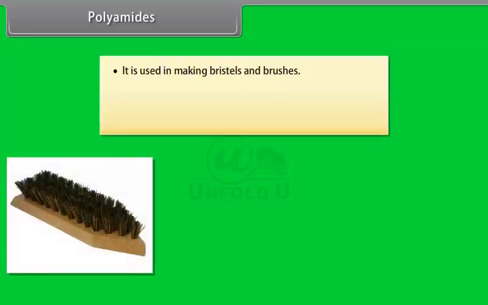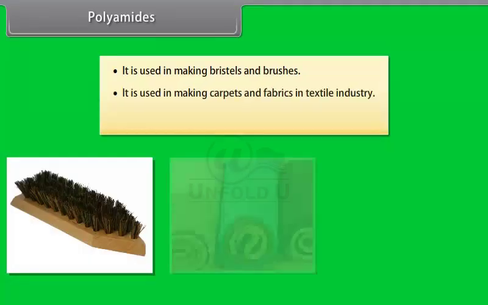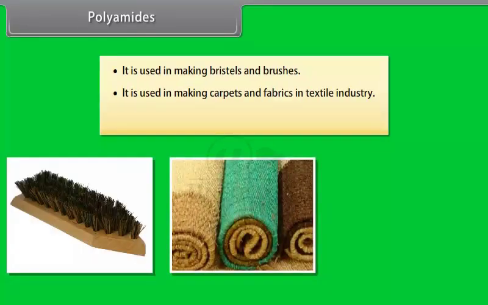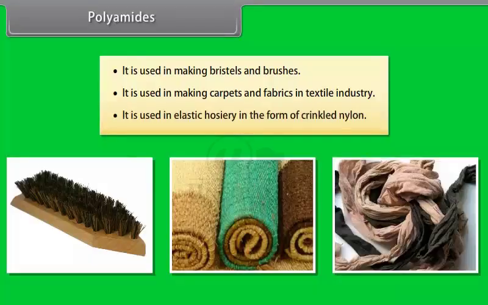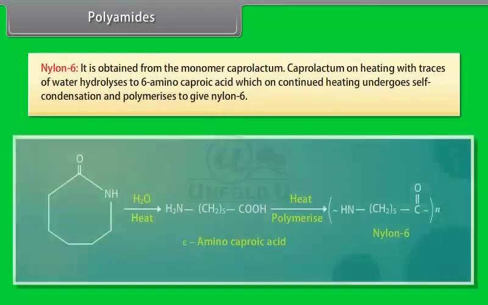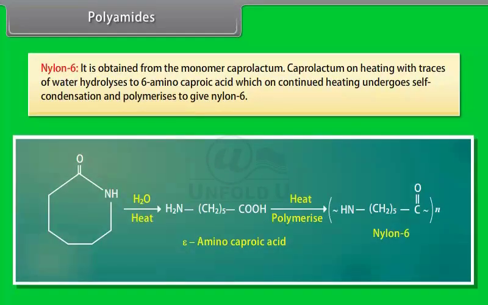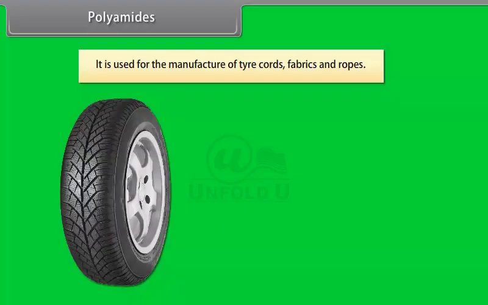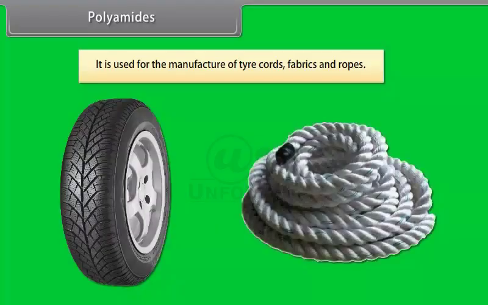Nylon 66 is used in making bristles and brushes. It is used in making carpets and fabrics in the textile industry. It is used in elastic hosiery in the form of crinkled nylon. Nylon 6 is obtained from the monomer caprolactam. Caprolactam on heating with traces of water hydrolyzes to 6-aminocaproic acid, which on continued heating undergoes self-condensation and polymerizes to give nylon 6. It is used for the manufacture of tire cords, fabrics and ropes.